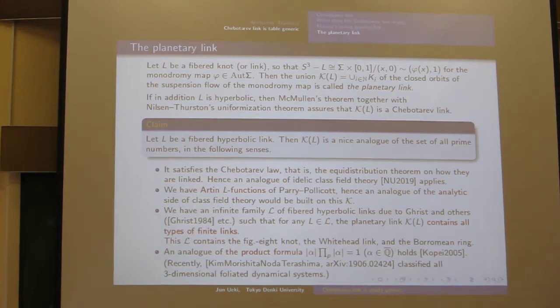And we have two more remarks. If L is the figure-eight knot and it is not the Whitehead link or the Borromean link, then indeed this script K contains all types of finite links. It's very surprising. It might be a support for this K. In addition, we have an analog of the product formula. It was formulated by Kobayashi. It is formulated in the language of correlations. Recently, Morse and others defined three-dimensional correlated dynamical systems and classified all these objects. So, we have a lot to do after this.